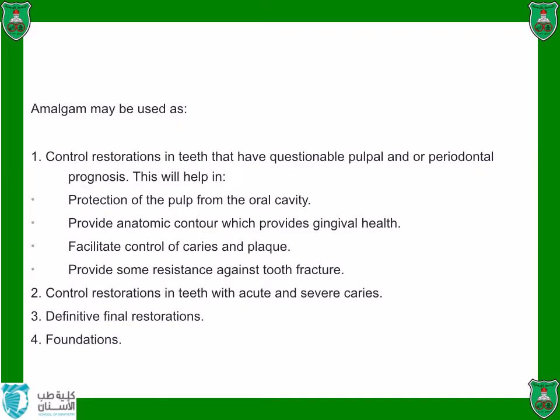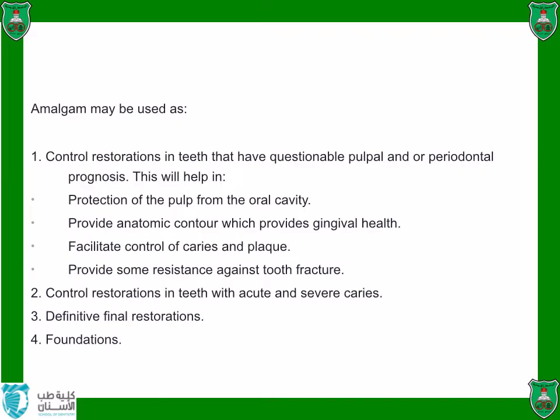Now we need to protect the pulp from the oral cavity and prevent the progression of the reversible pulpitis to irreversible pulpitis. Also, we need to provide anatomical contour which provides good gingival health for the tooth, and also facilitates control of caries and plaque. And finally, provide some resistance against tooth fracture. After that, we will follow the tooth to determine the pulpal and periodontal prognosis.